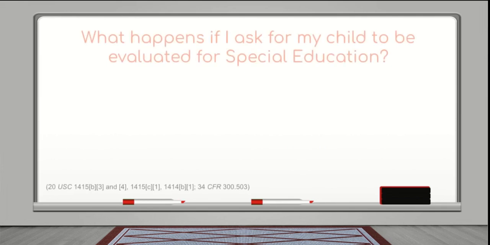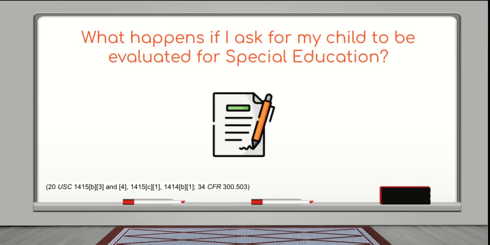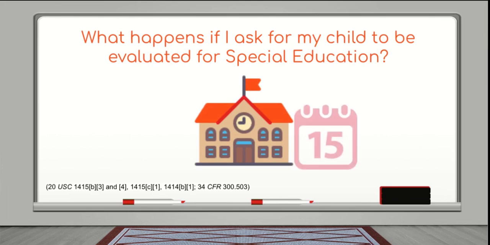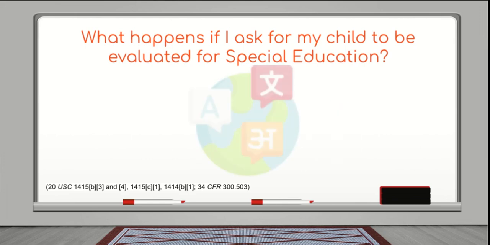What happens if I ask for my child to be evaluated for special education? You can refer your child for special education services by asking the district to evaluate your child. If you request in writing to have your child evaluated for special ed services, the district must inform you in a written notice of their reasons for accepting or refusing the evaluation within 15 days. They must inform you in your primary language or other mode of communication, unless it is clearly not feasible to do so.